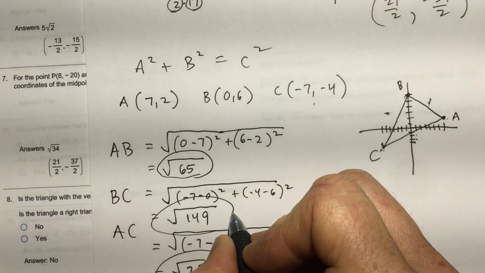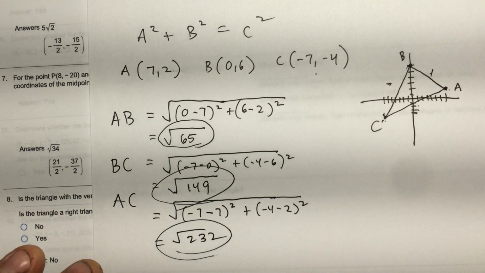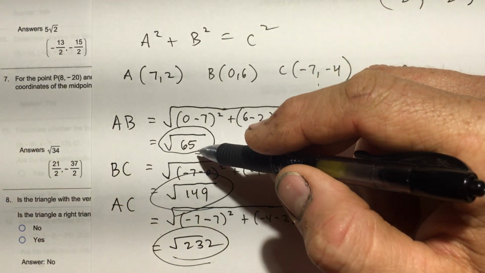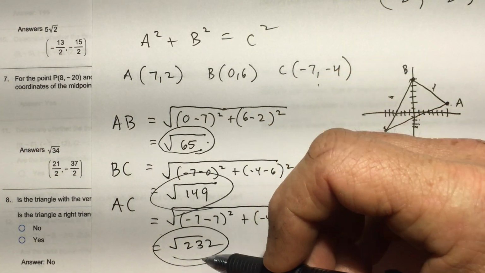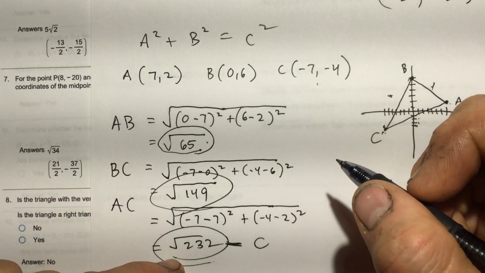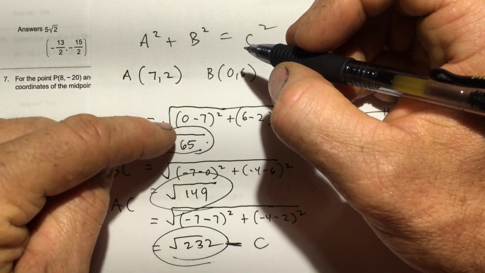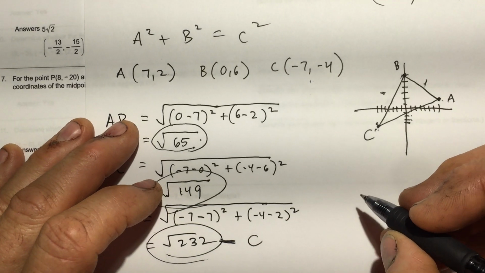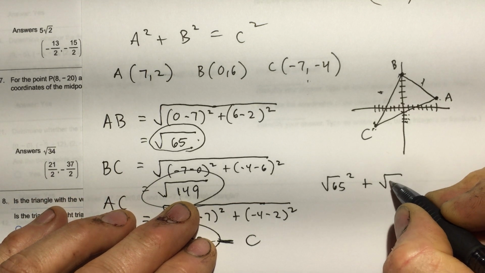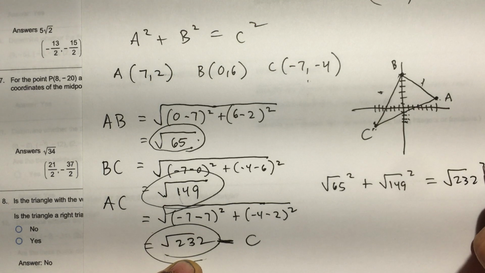All right, so I have these 3 right here. These are my 3 distances. I'm going to use the Pythagorean theorem to determine if that's a right triangle or not. If this is a right triangle, this one right here has to be the C because it's the biggest. So these are A and B. That means radical 65 squared plus radical 149 squared should equal radical 232 squared.